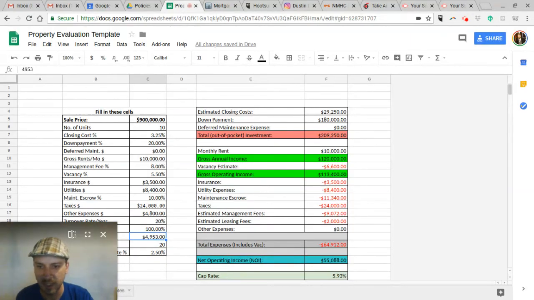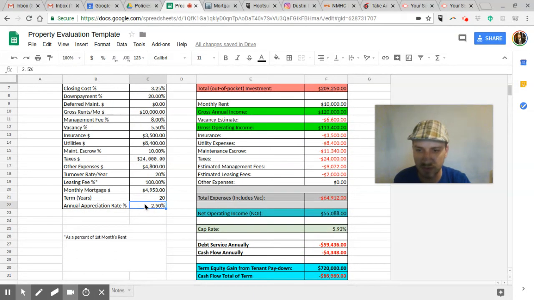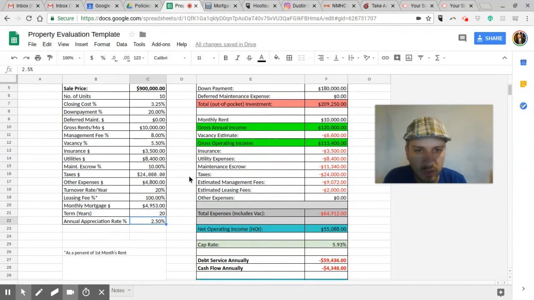So back over to here. So that's our monthly payment. This is our term, 20 years. This is how much we expect the property to appreciate in value annually. And it depends on the area. I think the national average for the last 100 years is somewhere around between 4 and 5%. So this is an underestimate. So this whole thing is a very conservative estimate on this property is what I would call it.